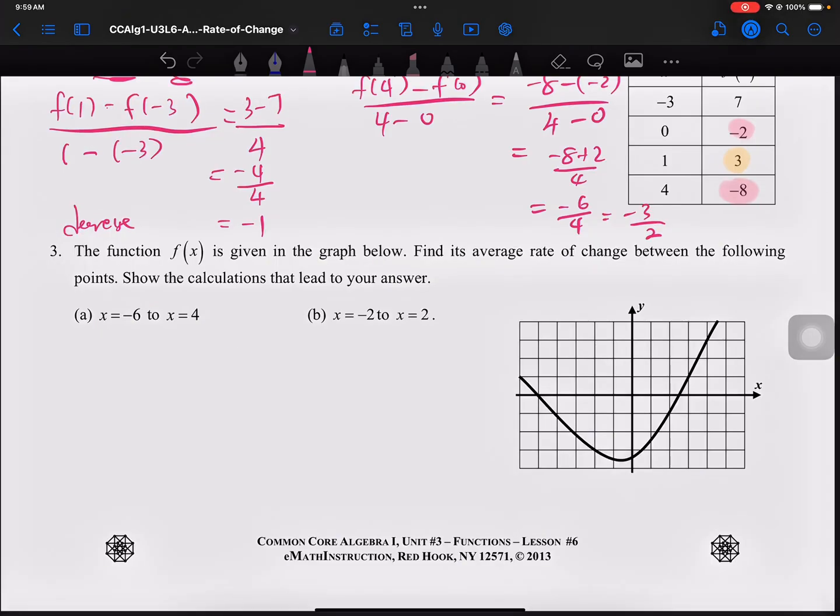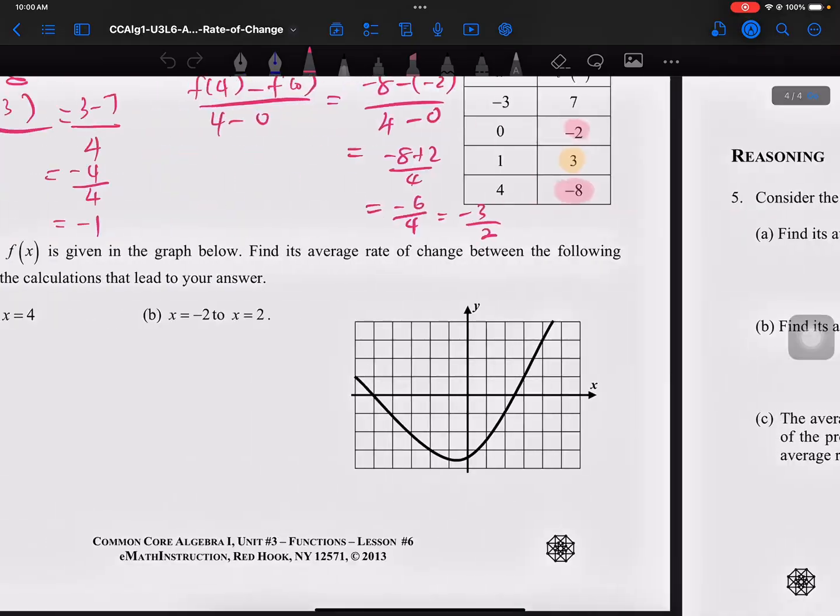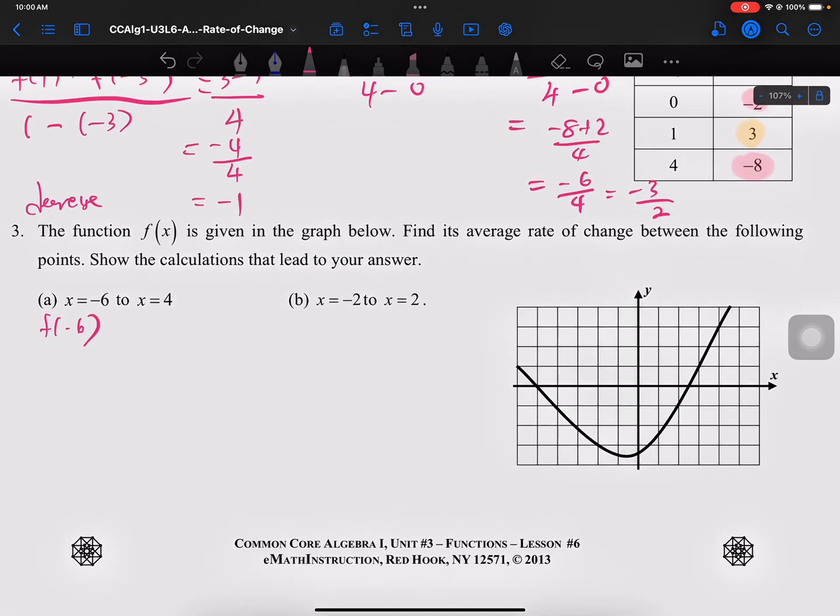Next, number 3, we read the points from the graph. So I have f(-6). -6 will be here, 2, 4, 6. This is -6, so our output will be 1. For f(4), 4 is here, we go up to find the y value, which is 3. So this is 4 and 3, this is -6 and 1. So my output here is 3.